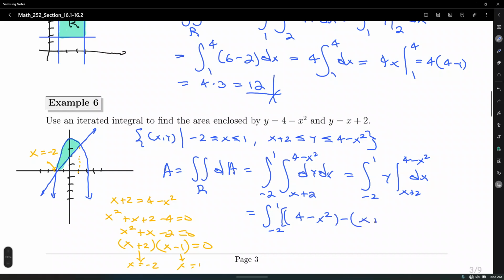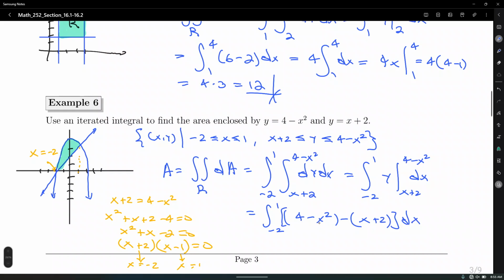minus (x plus 2). Hold on, doesn't that look like what you did in Calc 1 or Calc 2, depending on where you learned this? Upper function minus lower function? That's how we set up the area integrals in Calc 1 and 2, right? Well, what you learn in Calc 1 or 2 is really the result of doing Calc 3. But in Calc 3, we're generalizing the idea to start with a simple region that is vertically or horizontally simple, and then from there set it up as an iterated integral.